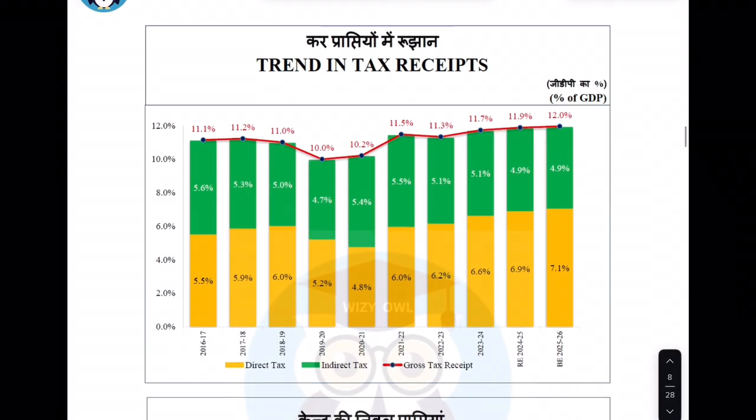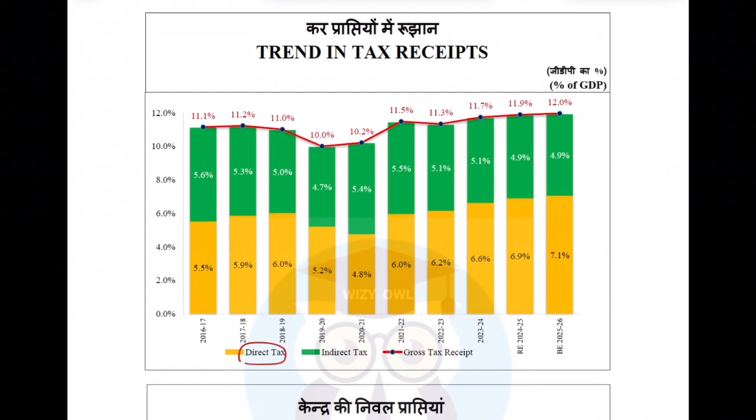Now the trend in tax receipts. So how much we are getting and from where? So direct taxation, indirect taxation, and gross. Direct taxation is 7.1%, indirect is 4.9%, and in total it comes up to 12% of the GDP. It also has an increasing trend, from 2020 to 2023. Before that, it was 11.5. So there was a decrement for 1 year, but then it is steadily increasing.